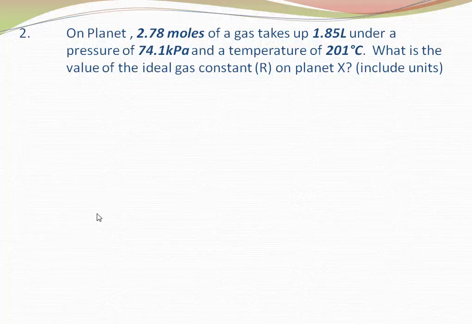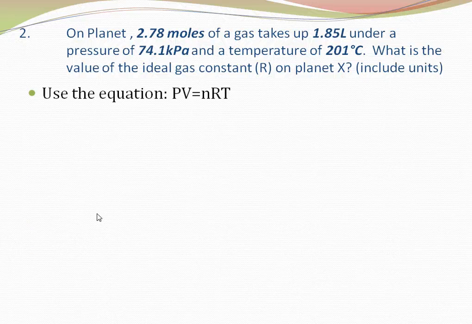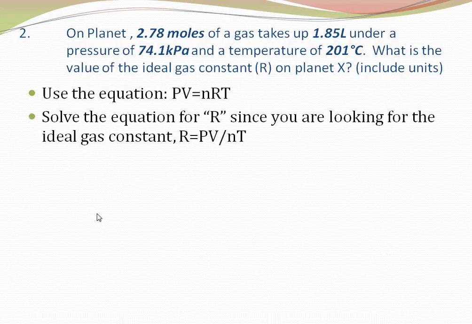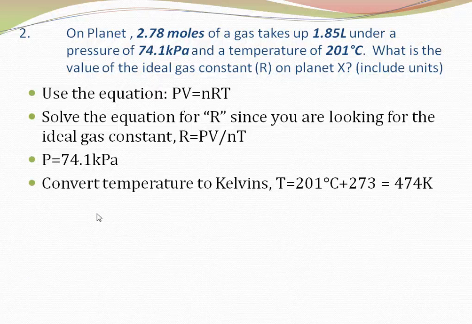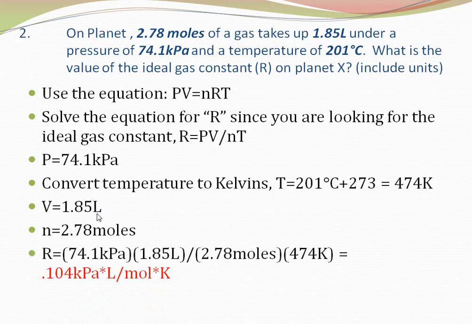Question 2 gives you the moles, the liters, the pressure, and the temperature, and you want to find the ideal gas constant. You use the equation PV equals nRT. You solve the equation for R since you're looking for the ideal gas constant. You're given P, T, V, and n. Plug in all of your variables, and you get 0.104 kilopascals liters per mole kelvins.